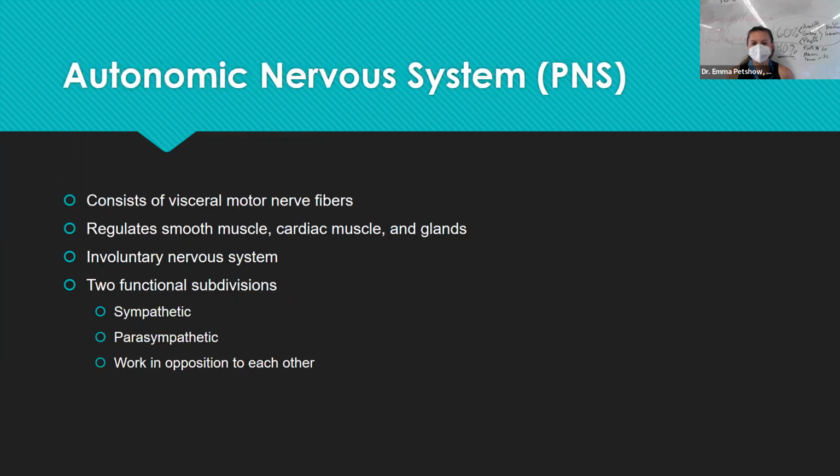Versus the autonomic nervous system consists of visceral motor nerve fibers. It is not voluntary. The autonomic nervous system regulates our smooth muscle, cardiac muscle, glands, and it has two functional subdivisions, which we'll get into in our third presentation today, which is our sympathetic and parasympathetic, which work in opposition.